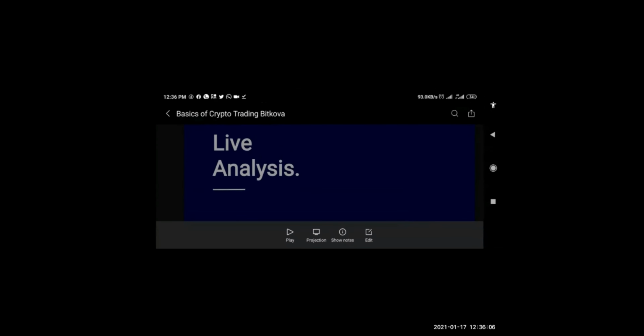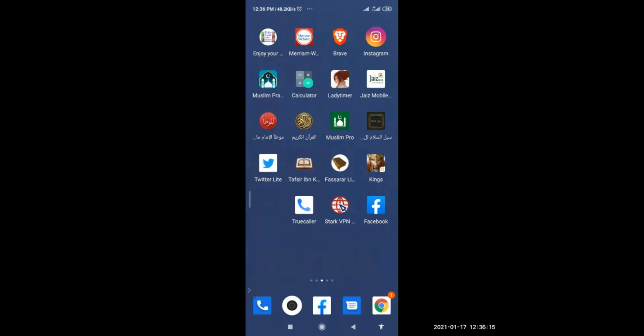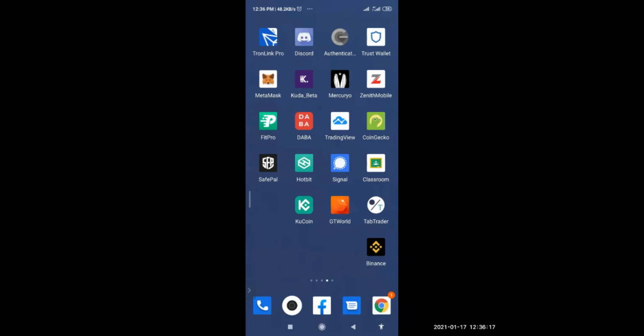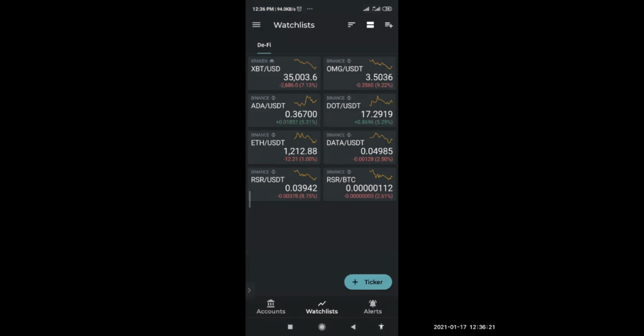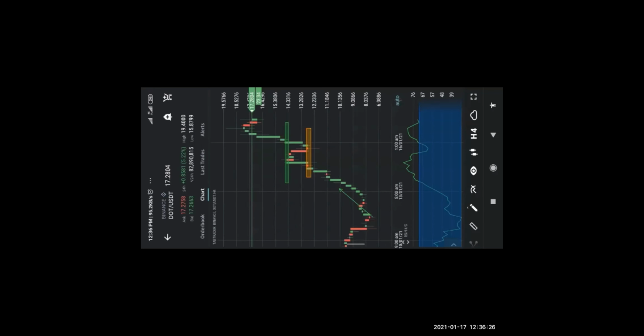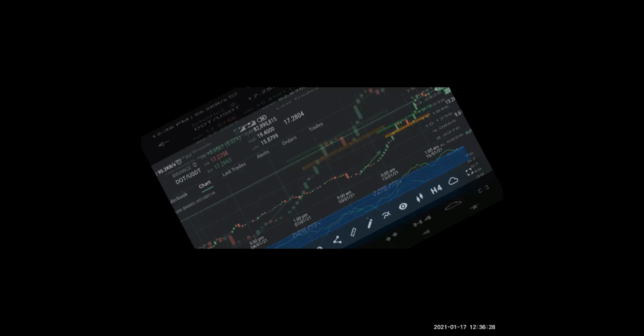Okay, so for the live analysis, I will try to show you the different time frames we have and also how they affect the market. So I will minimize, and then I will pick either Binance or TapTrader. I will choose TapTrader. Okay, I will go with, let's say, DOT. So this is one of the analyses that I did on DOT, as you can see.